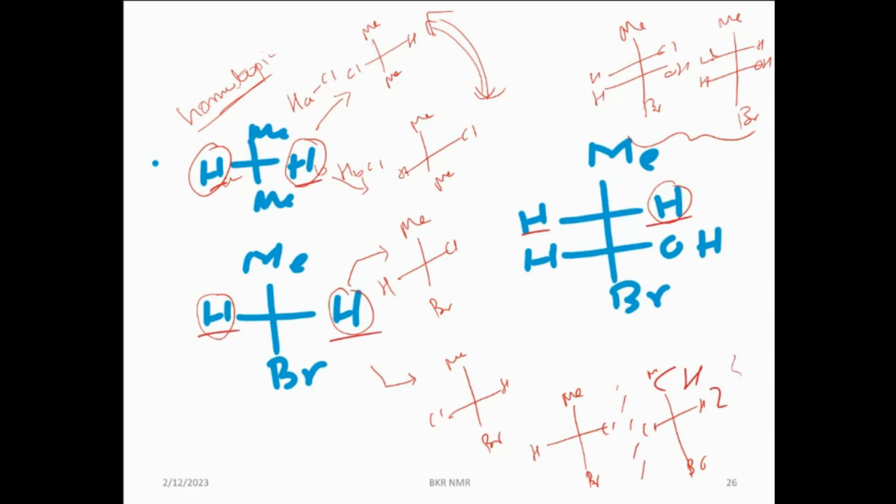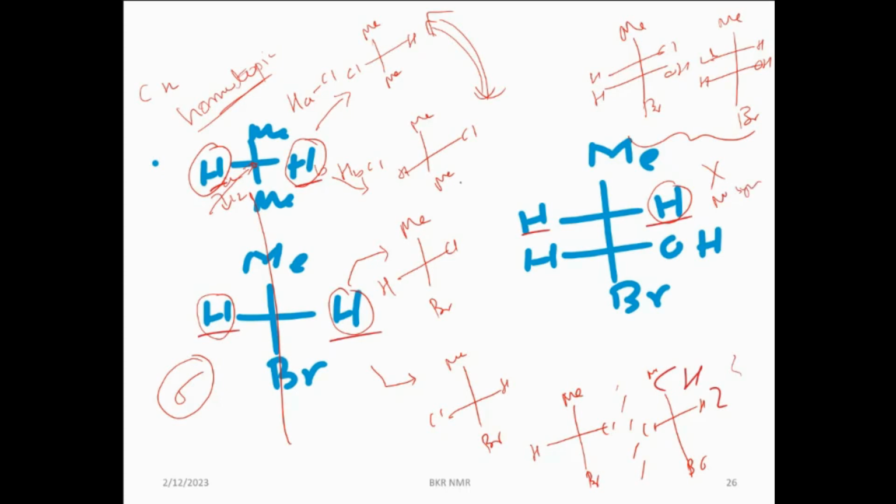This is one way. This can be rotated by an axis of symmetry: rotate by the C2 axis and you get the same molecule. This other one can be cut by a mirror plane, sigma. So homotopic protons can be exchanged by an axis of symmetry. Enantiotopic protons can be exchanged by a plane of symmetry. Diastereotopic protons cannot be exchanged by any symmetry elements. No symmetry elements. That is the condition.